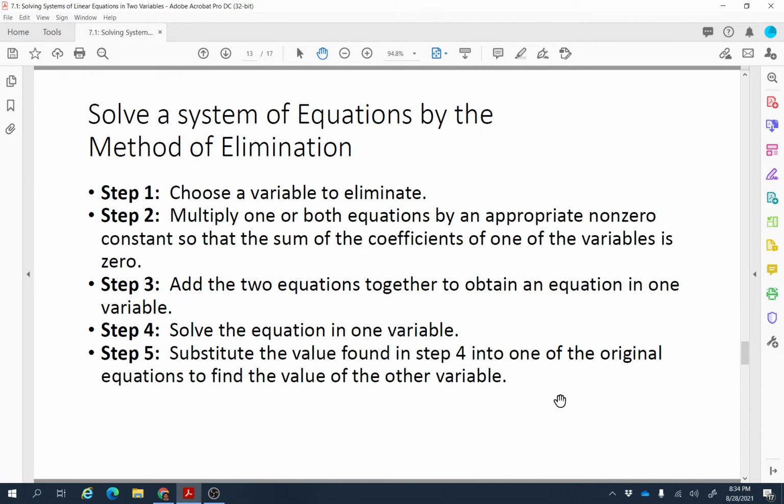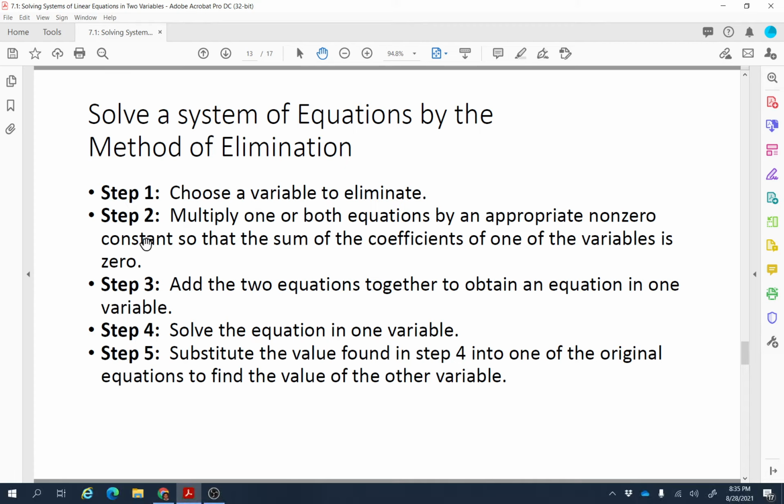Okay, so there is another way for solving a system of equations, and that's called the method of elimination. In this method, first of all, we need to choose a variable to eliminate. So we have two different equations. From those two equations, we want to eliminate one of the variables. For example, let's say you have a system of equations in x and y. You want to eliminate either x or y.